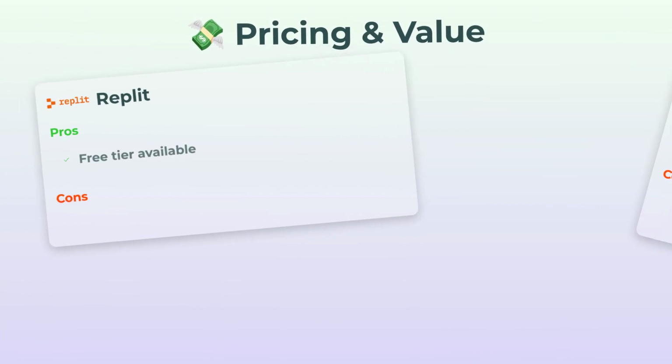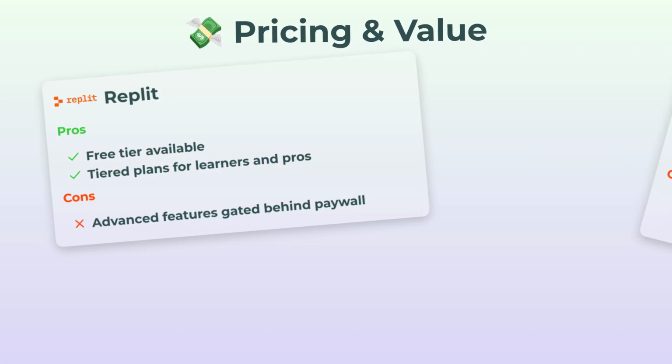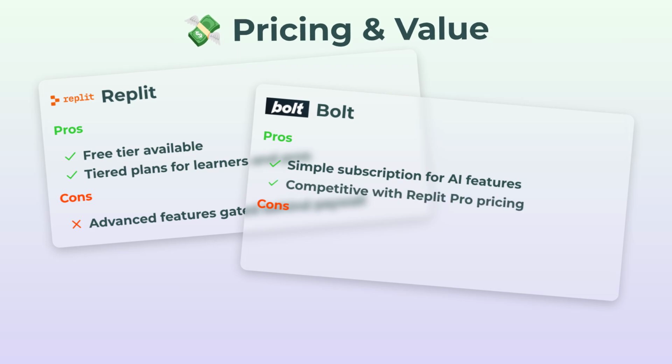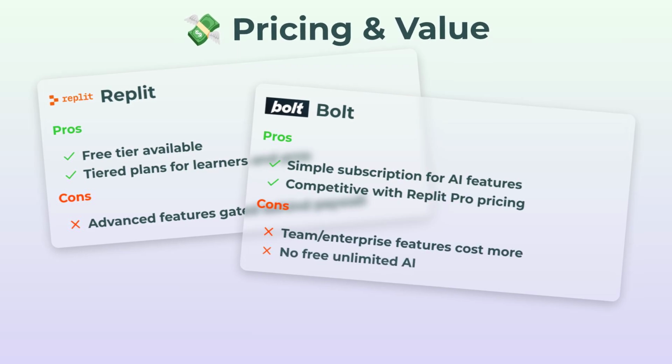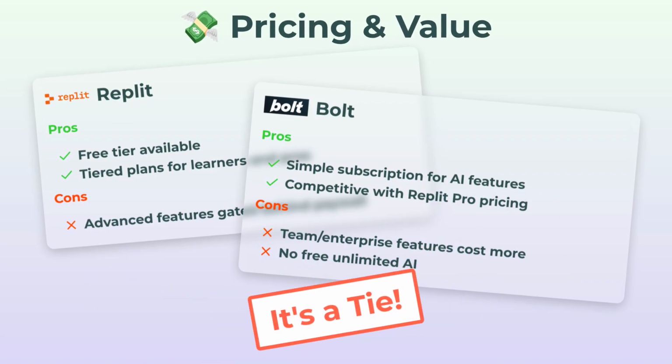And now, pricing and value. Both have free tiers, nice, right? Replit's plans are split for learners or pro devs, and of course, advanced features do sit behind a paywall. Bolt keeps it simple. Subscription for AI stuff, competitive with Replit's pro pricing. One thing though, team features cost you more and there isn't unlimited free AI. Honestly, it's kind of a toss-up, so we're calling this one a tie.